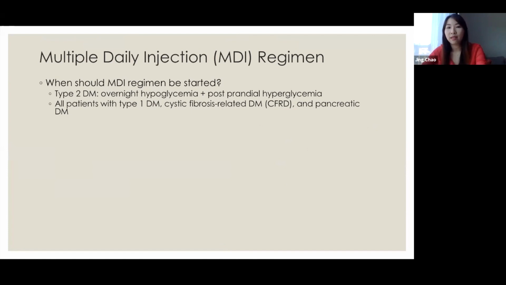When should the multiple daily injection insulin regimen be started? For patients who have type 2 diabetes, when the patients are on once a day or twice a day basal insulin without prandial insulin, and the patients keep having overnight hypoglycemia or hypoglycemia whenever they don't eat, followed by postprandial hyperglycemia, those patients need to be started on multiple daily injection.